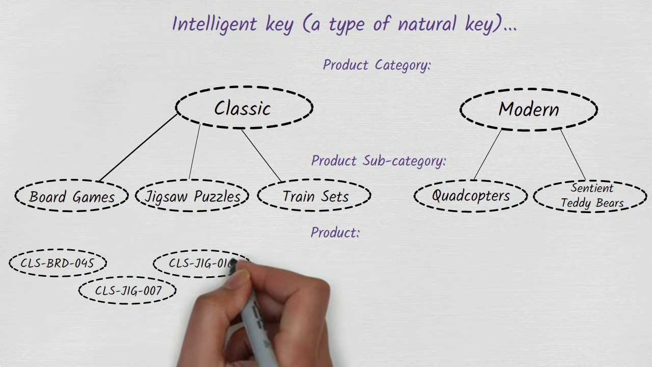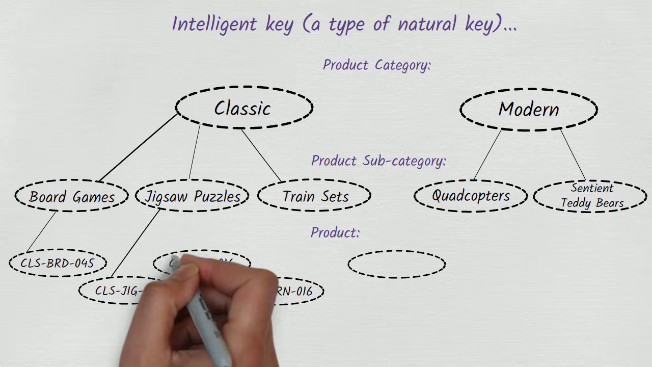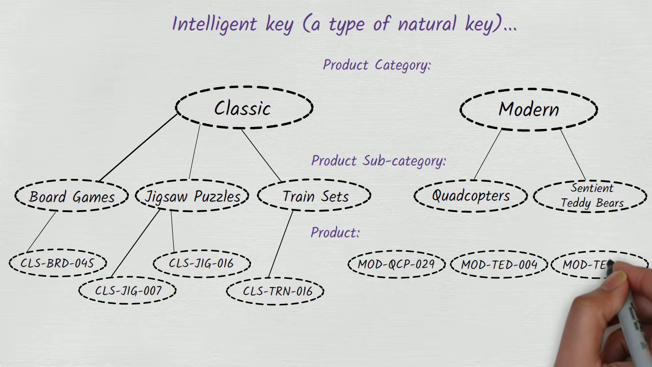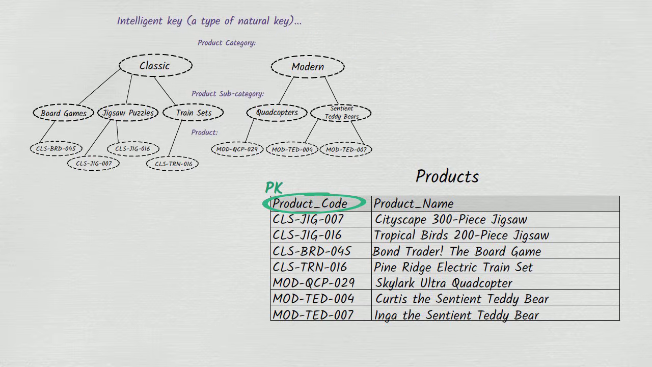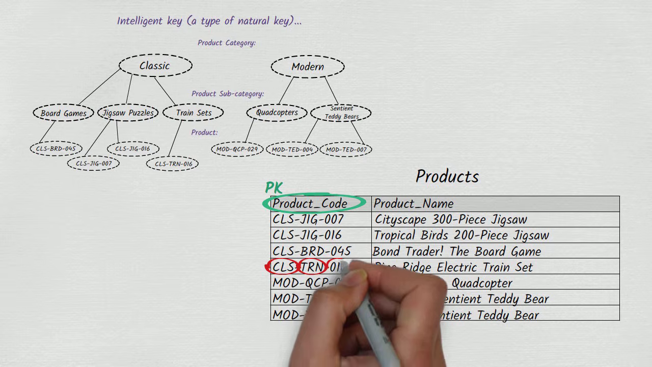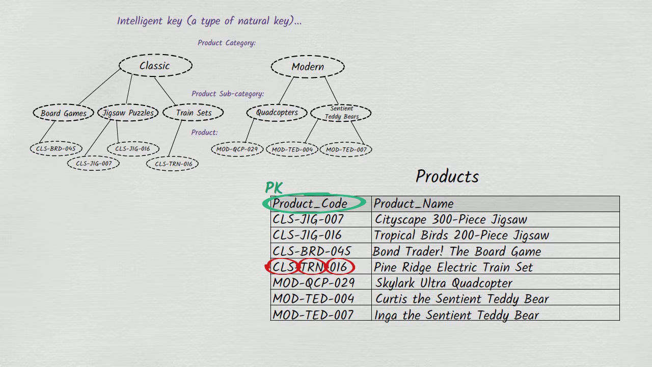Notice the format of the product code. The product code is composed of three parts. The first part represents the product category, classic or modern. The second part represents the product subcategory, like JIG for jigsaw, or QCP for quadcopter. And the third part is a sequence number that denotes the specific product within that subcategory. So, for example, the Pine Ridge electric train set has product code CLS TRN016. The CLS part means classic, and the TRN part means train set.